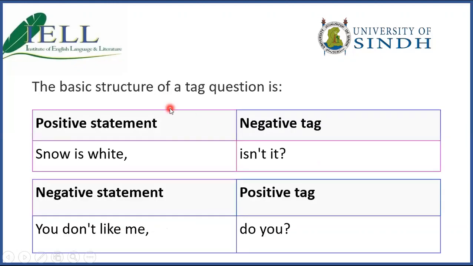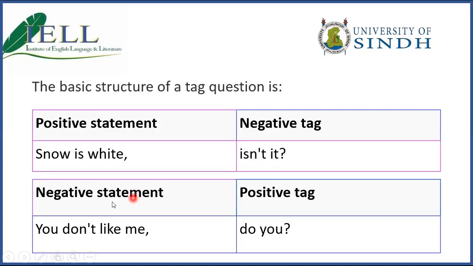Here we see the basic structure of a tag question. We make a positive statement, "Snow is white." Taking this verb to be, we make a negative tag, "isn't it?" And we see the negative verb is in contracted form, "isn't it?" This follows the rule we already discussed, that the negative form is used in contracted form.